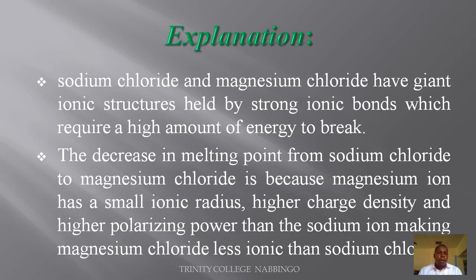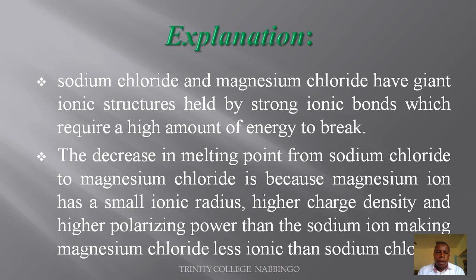Then the explanation: why is it that sodium chloride and magnesium chloride have the highest melting points of the chlorides? The reason is that these 2 are giant ionic and held by strong ionic bonds. These require a high amount of energy for those bonds to be broken. The melting point changes from sodium chloride to magnesium chloride because the magnesium ion has a smaller ionic radius compared to sodium.